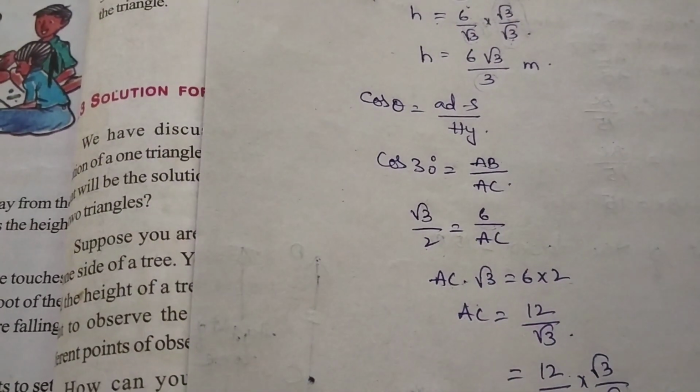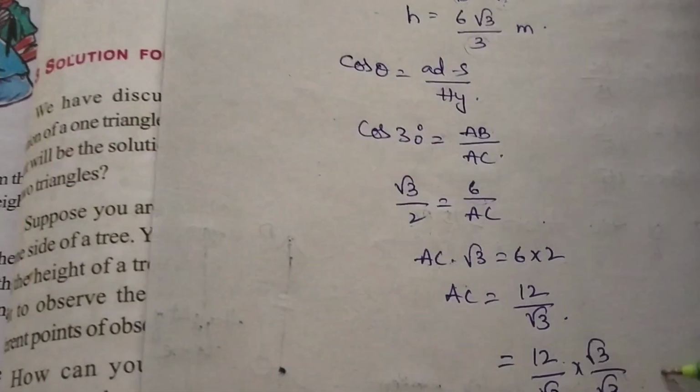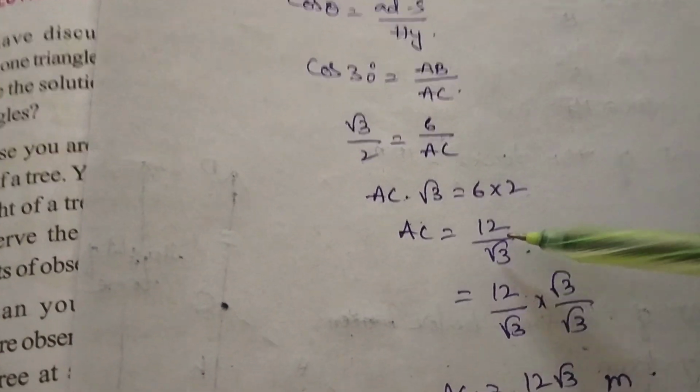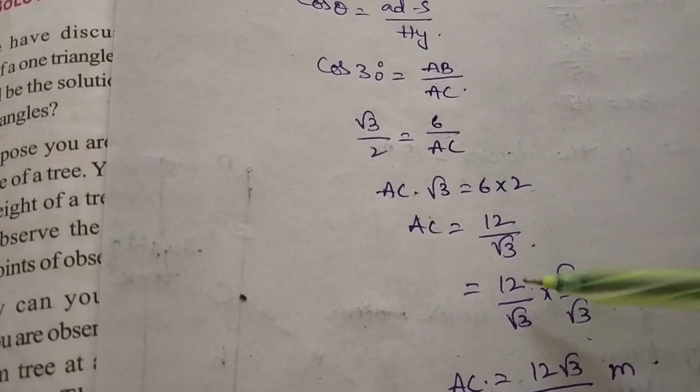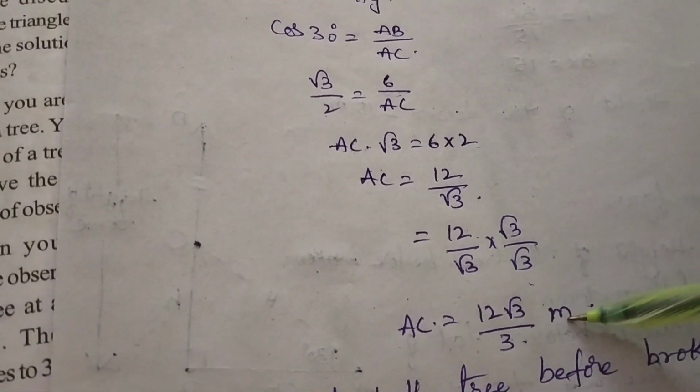So then you will get AC root 3, and this root 3 also I am going to bring to the denominator. So it became 12 by root 3. And now again an irrational number is in the denominator. After rationalization we will get AC is equal to 12 root 3 by 3 meters.